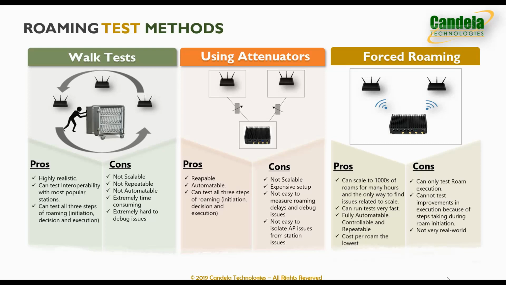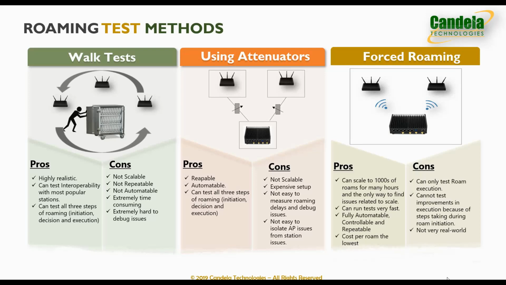The second method is using attenuators. In this method, we can use a piece of test equipment that can emulate one or more stations, or we can even use real stations, and place the APs and the stations in isolation chambers. By using programmable attenuators, we control the signal between the stations and the APs, and roam the station using these methods. This method can test all three steps of the roaming process, and it can also provide repeatability and automation, but is still quite time consuming and can take several minutes to perform a single roam test.